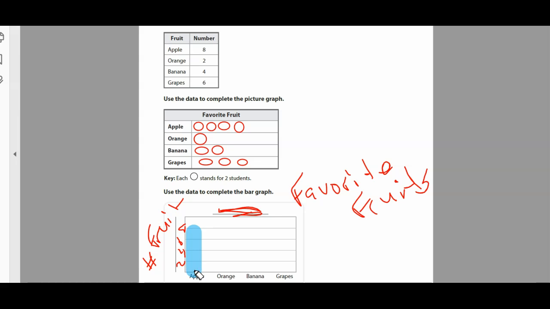How many students chose oranges? 2. 2 students. So my bar goes there. How many students chose bananas? 4. So then my bar goes here. And then how many students chose grapes? 6. So then my bar goes here. And there it is. That's my bar graph.